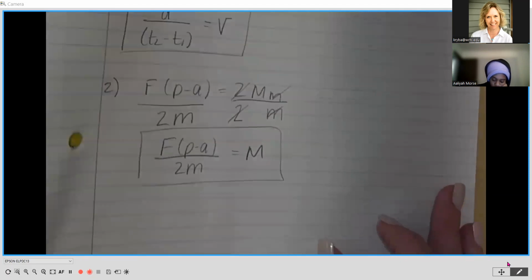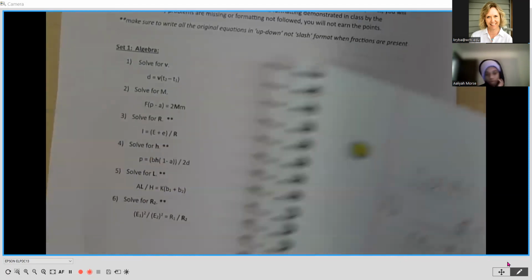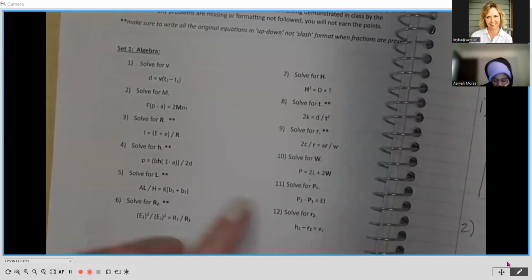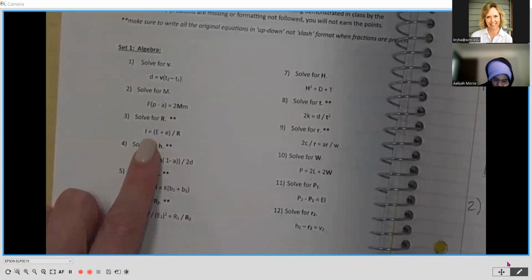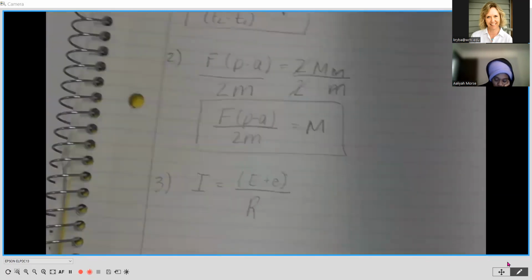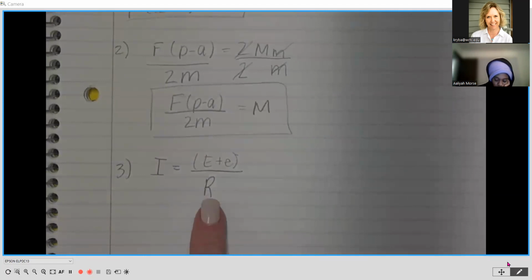Okay, let's go number 3. So go ahead and write your equation out. And this time we're going to be solving for capital R. So this is an up-down one. So we have to convert it from what it is. This is I is equal to capital E minus or plus small e divided by, and then we've got a capital R. So you want to show it like this. Okay, the up-down.